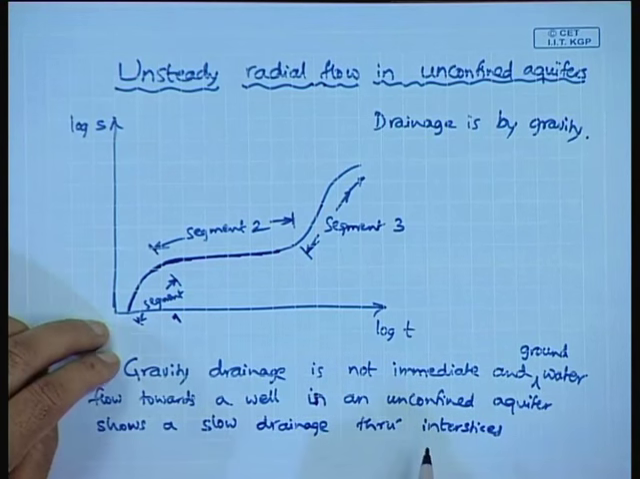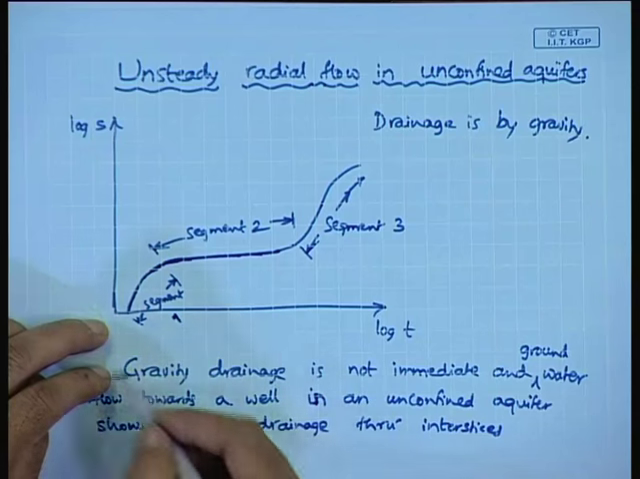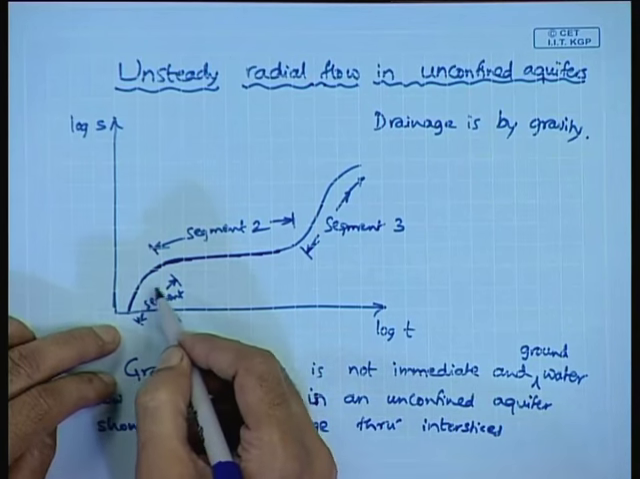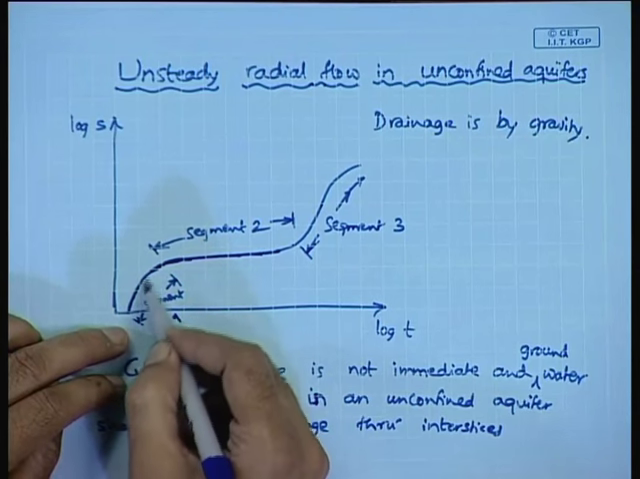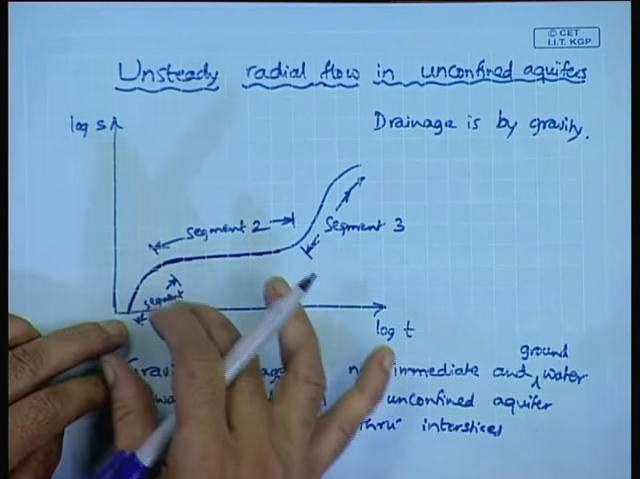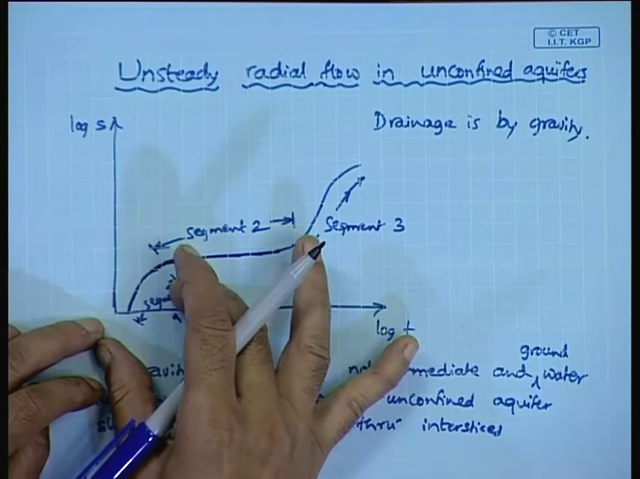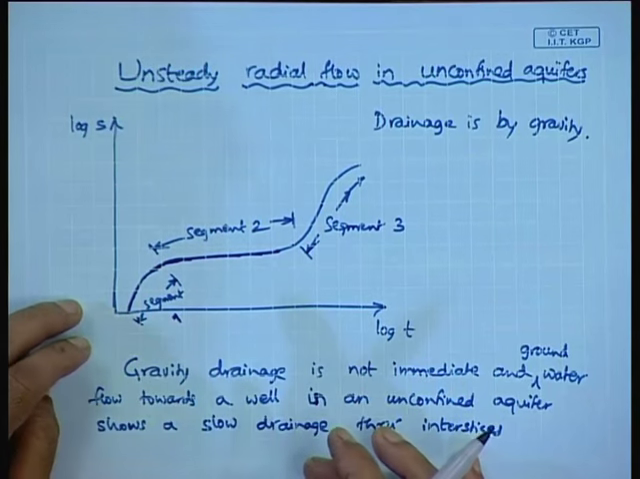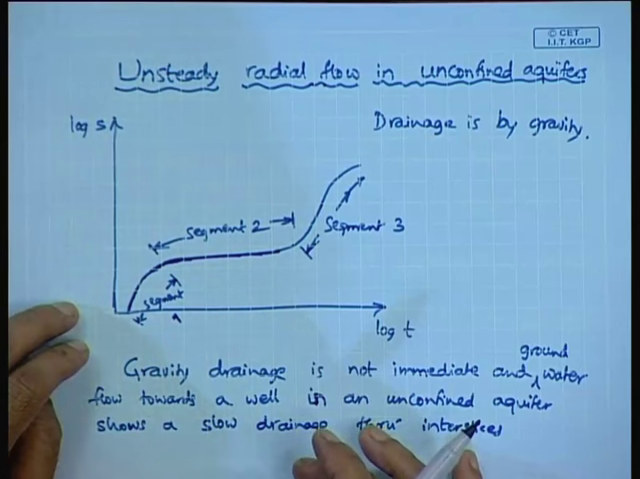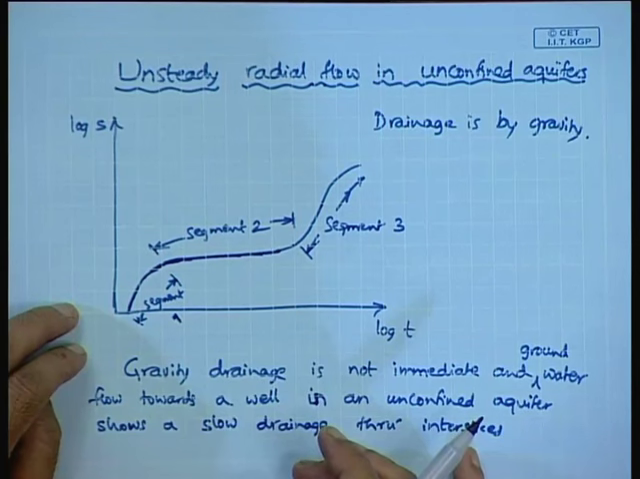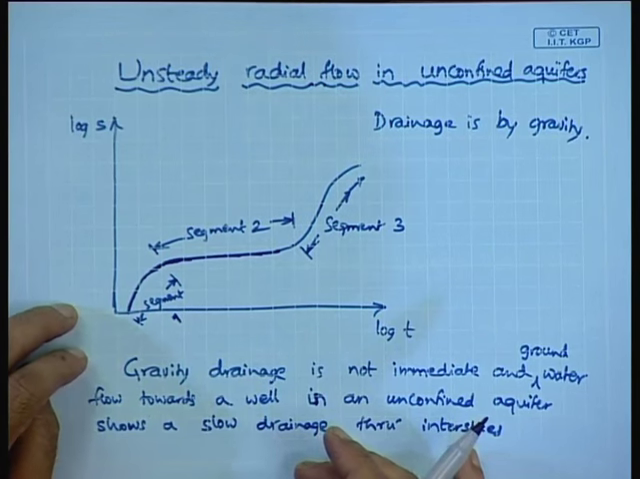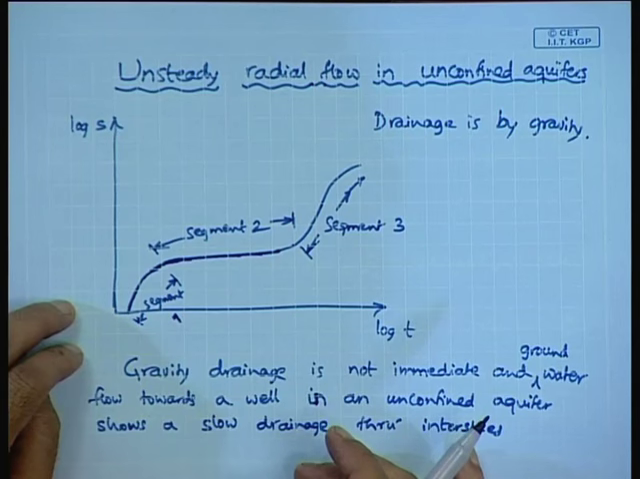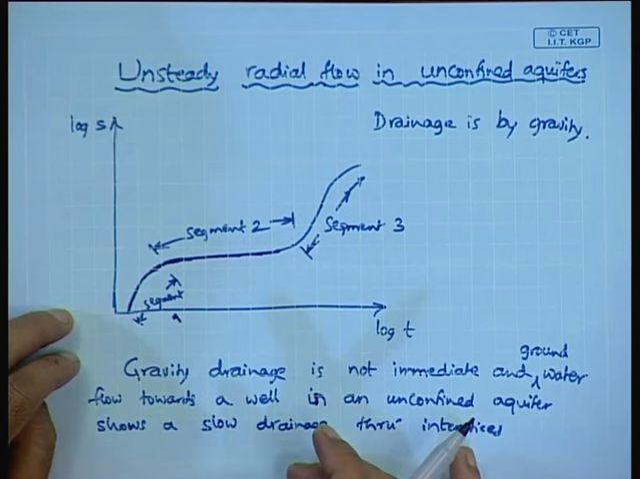That is why initially, when the pumping starts, the drawdown increases relatively steeply in this first segment. Here is the cone of depression, and there will be compaction of the aquifer as well as expansion of the water as pressure is reduced from pumping.